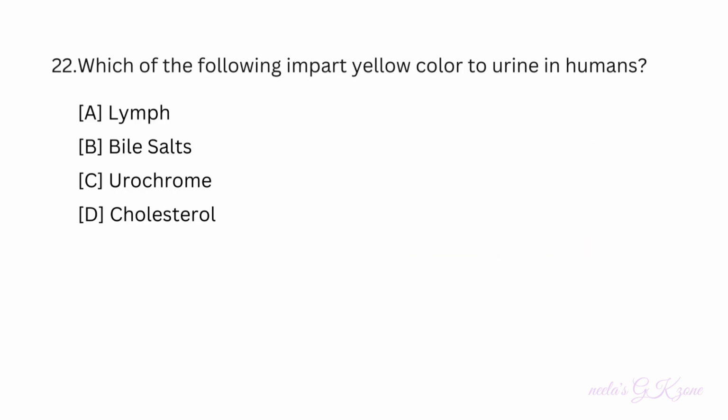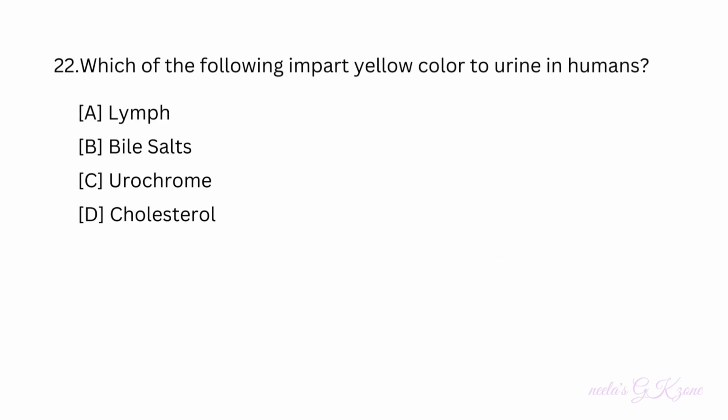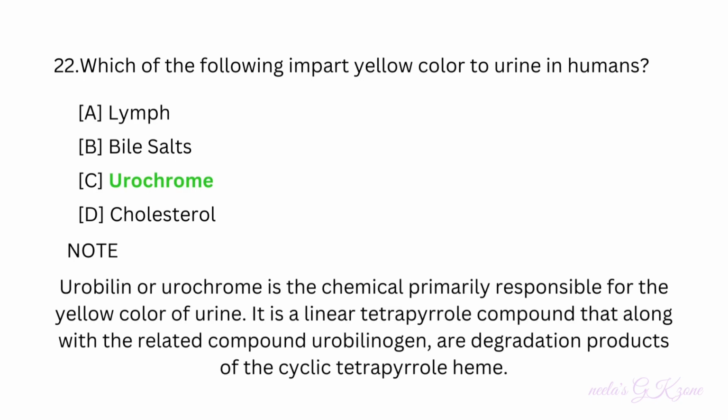And the next question, which of the following imparts yellow color to urine in humans? Lymph, bile salts, urochrome, cholesterol. Urochrome. Urobilin or urochrome is a chemical primarily responsible for the yellow color of urine. It is a linear tetrapyrrole compound that, along with the related compound urobilinogen, are degradation products of the cyclic tetrapyrrole heme.